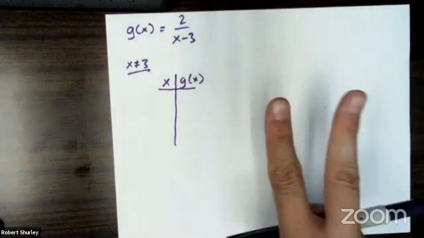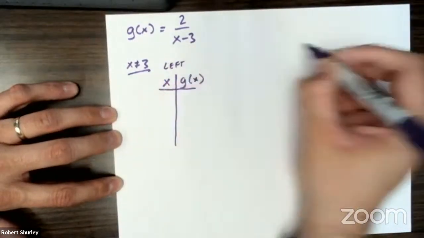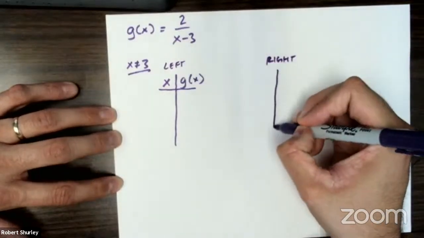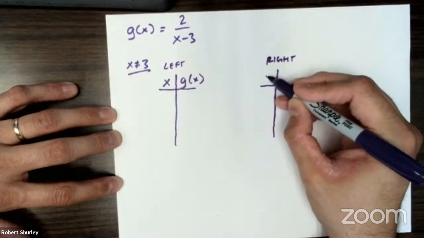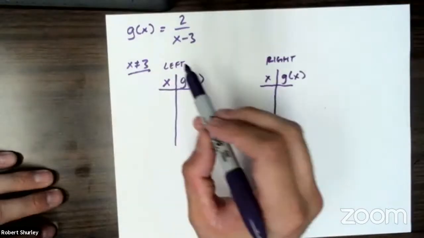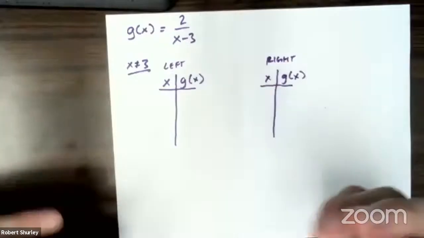Now look, there are 2 ways to get closer and closer to 3, from the left and from the right, because 3 is on a number line, right? So x and g of x. There are 2 ways to get closer and closer to 3. We can attack it from the left, and we can attack it from the right.